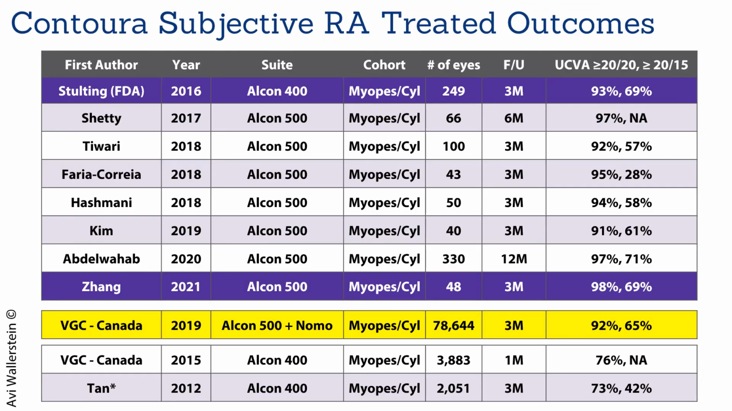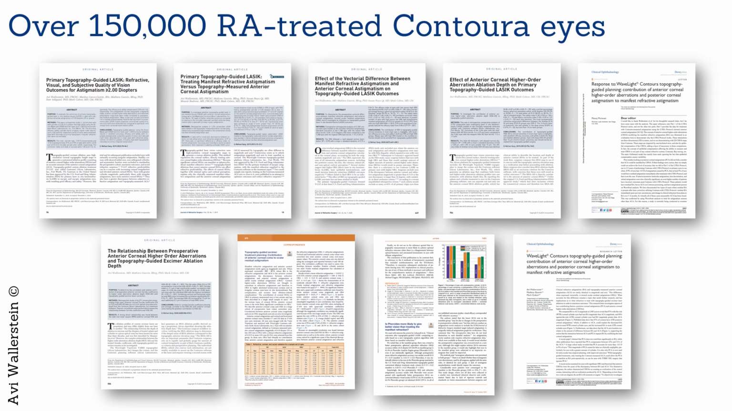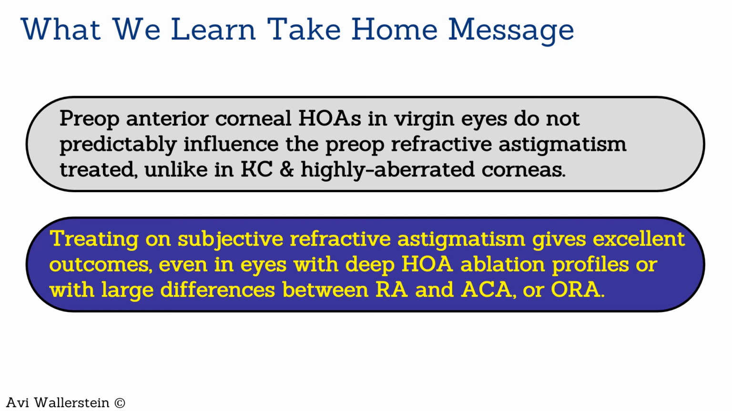These are the studies treating on the RA that have reproduced the FDA findings without pre-selecting perfect symmetrical corneas. On almost 80,000 eyes, we report 92% seeing 20/20 and 65% 20/15. Our surgeon group has treated over 150,000 Contoura eyes with refractive astigmatism as the input, with over 50,000 eyes contributed to the current literature.